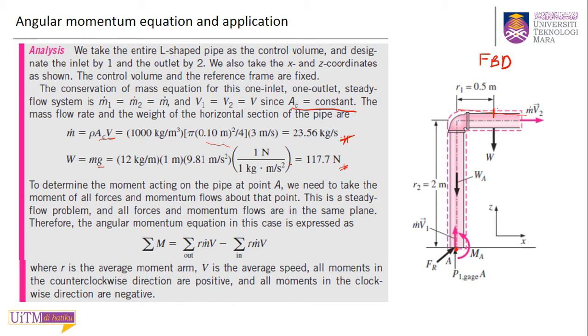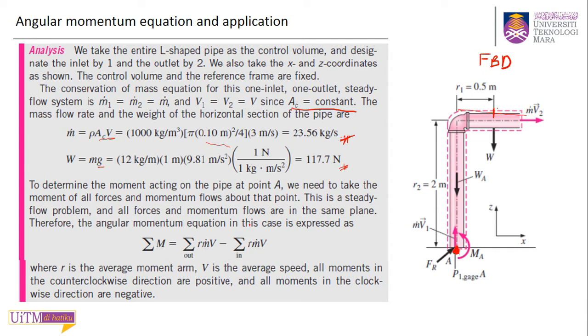Next, to determine the moment acting on the pipe at point A, here. This is your reference point, like a hinge, as we learned before, where the moment is acting. So you have one fixed point, and this question asks you to find the moment acting at point A. So we need to take the moment of all forces and momentum flows about point A. You have M_A and you have W, and you have to sum these to get your moment.